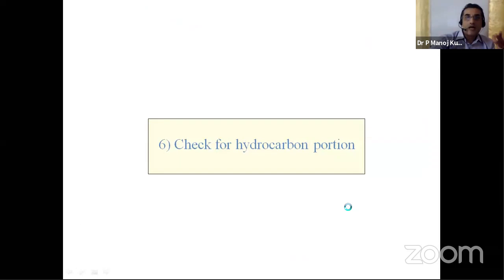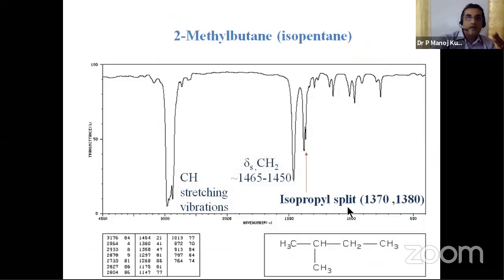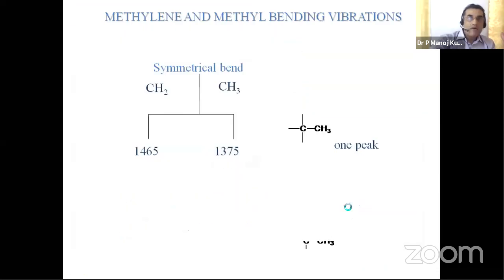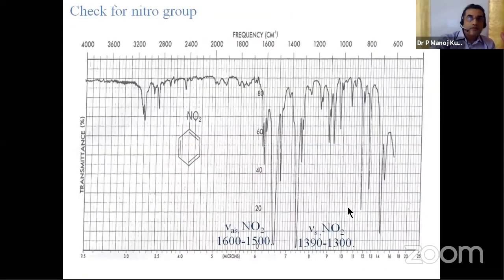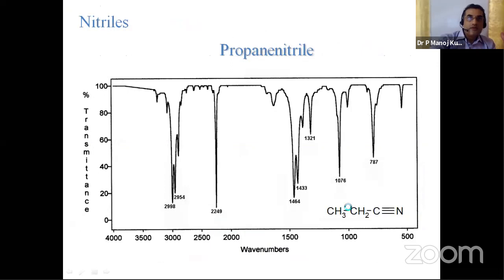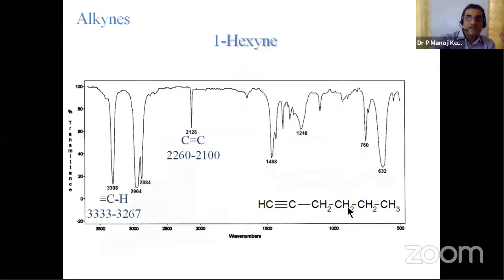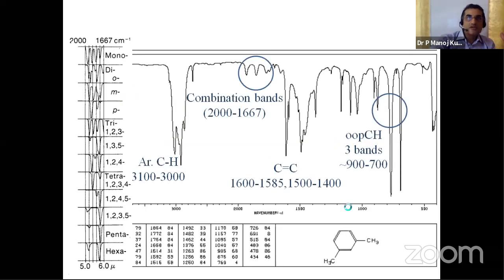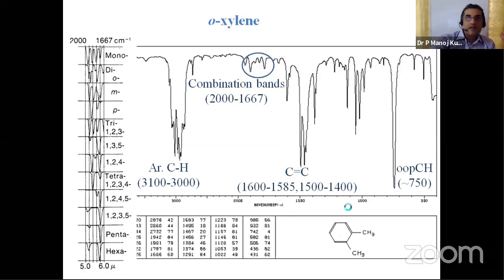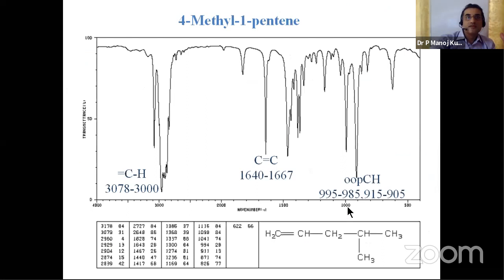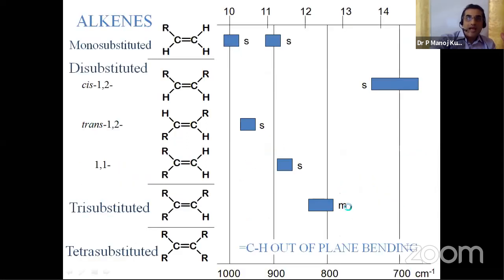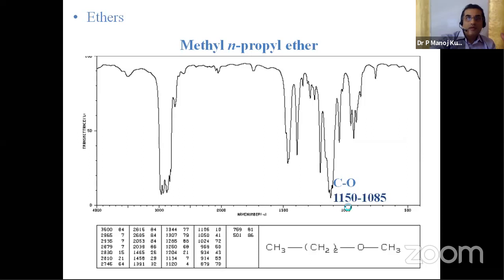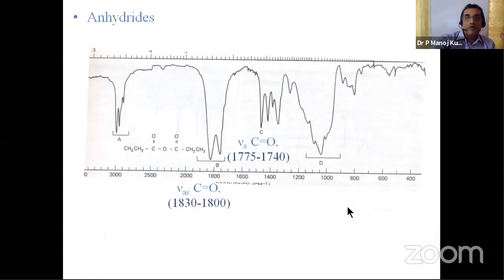So the hydrocarbon portion we have already finished. Then we discussed the nitro groups. We discussed the nitriles. We discussed the alkynes. We discussed the triple bonds. We discussed the different aromatic rings. We discussed the alkenes. And now we will be moving on to the C double bond O groups.